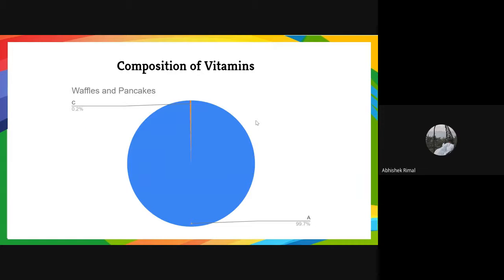Similarly, the composition of vitamins. In both the waffles and pancakes, it looks like vitamin A is in a really high volume compared to vitamin C. So that is all from the vitamin charts aspect.